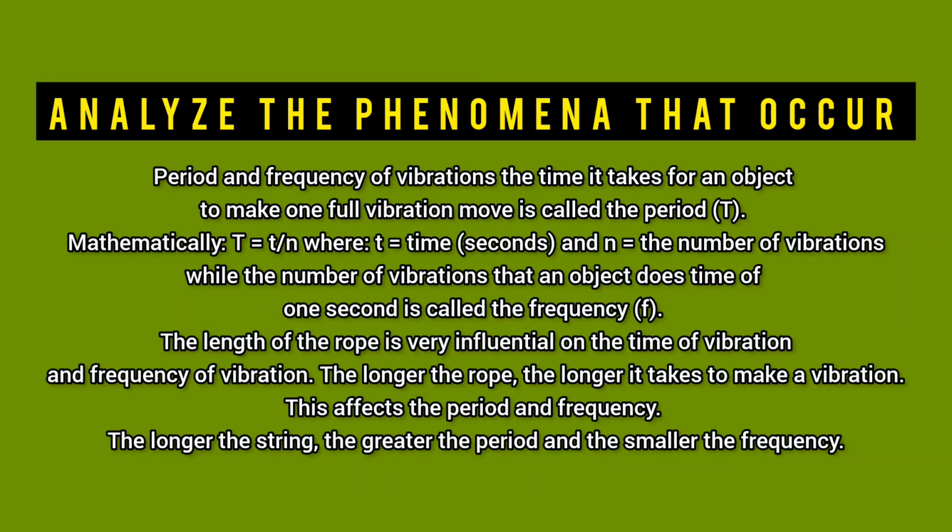Period and frequency of vibration. The time it takes for an object to make one full vibration is called the period. Mathematically, T equals t per N, where t is time and N is the number of vibrations, while the number of vibrations that an object makes in 1 second is called the frequency.